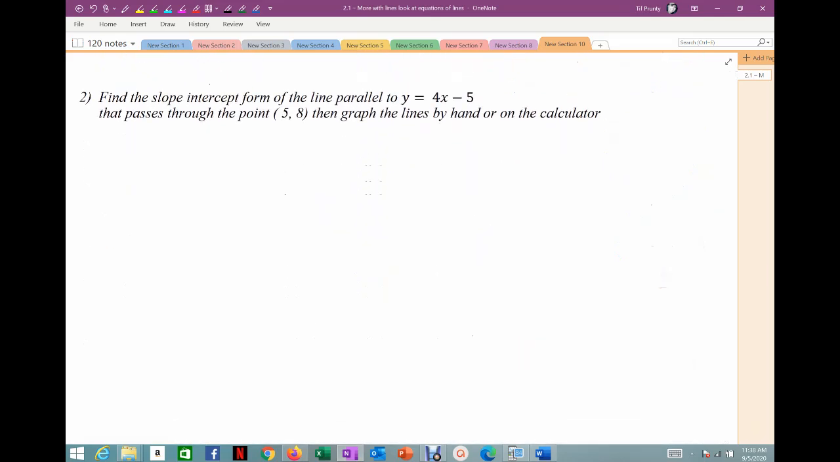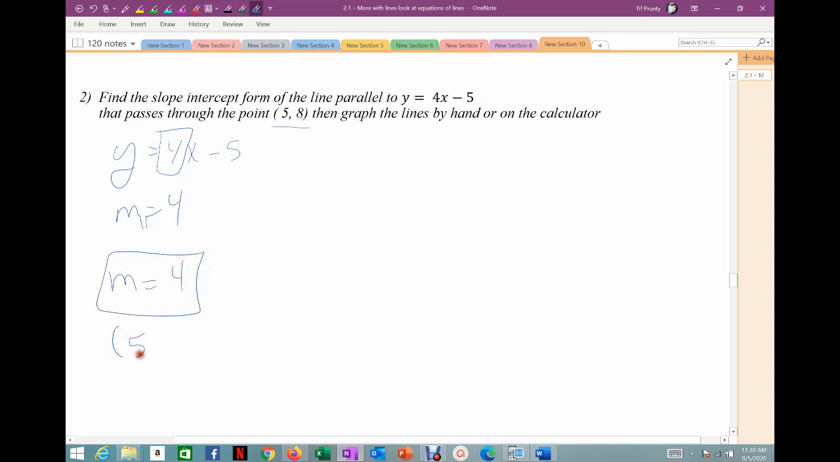Parallel lines are a little easier to tell when I graph them. So I want to find the slope-intercept form again, the y equals mx plus b, of a line parallel to y equals 4x minus 5, and it passes through the point 5, 8. The slope of that line is 4. The slope of my parallel line is 4, so the slope of the line I want is also 4. I'm going through the point 5, 8, so I'm going to use the point slope equation and then put it in y equals mx plus b.